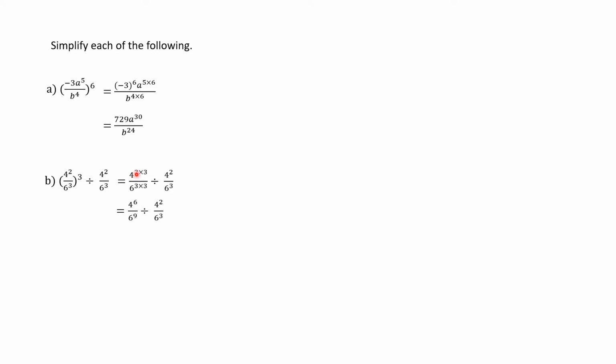Simplify it, meaning that you multiply it together. 2 times 3 is 6, and 3 times 3 is 9. And the next step, for the same base, so the base of 4, the power you can just minus. So 6 minus 2, and this for the same base as well, 6, you can minus their power, 9 minus 3, and you simplify it. It will be equal to 4 to the power of 4 over 6 to the power of 6.